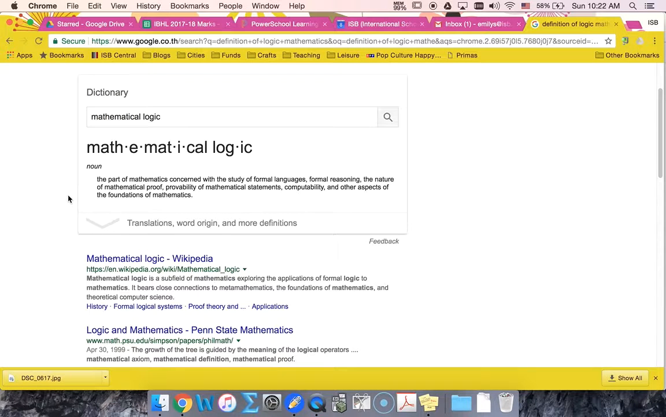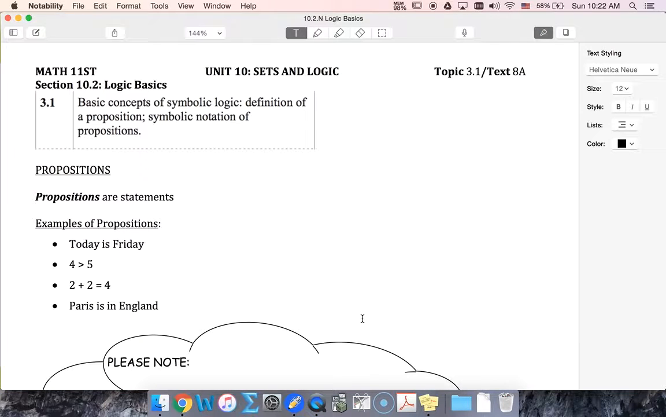So mathematical logic is the parts of math concerned with the study of formal languages, formal reasoning, the nature of proof, and provability of mathematical statements. So really what we're combining here is language and mathematics. And so let's start with the idea of a proposition.